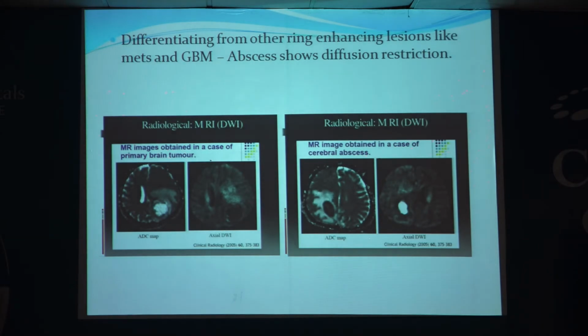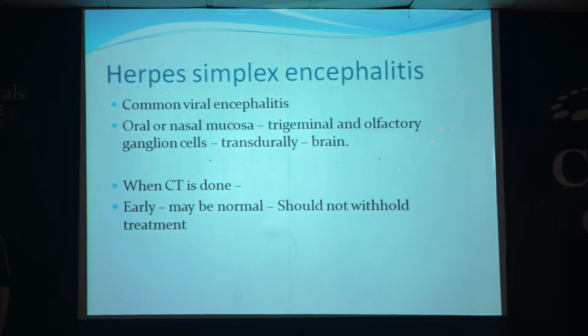Diffusion weighted imaging is a very important sequence here, because cerebral abscess will show diffusion restriction. You see, this is a ring enhancing lesion with perilesional edema. This is a diffusion weighted sequence that is showing a bright signal. That means this is diffusion restriction. This is seen in cerebral abscess, whereas a similar lesion doesn't show any diffusion restriction in case of a primary brain tumor. So this is how we can differentiate sometimes.